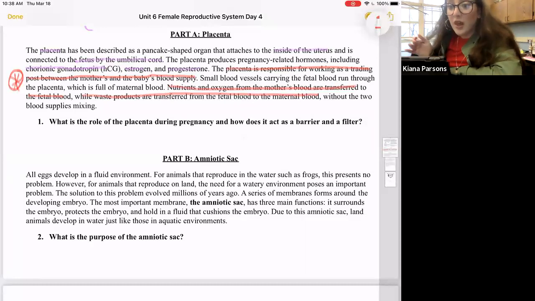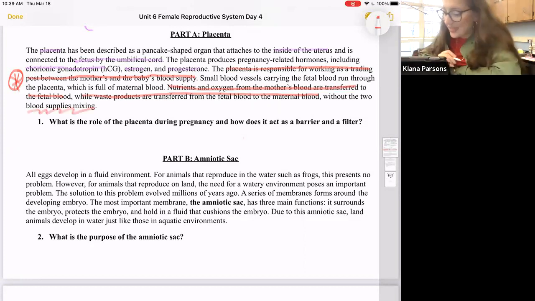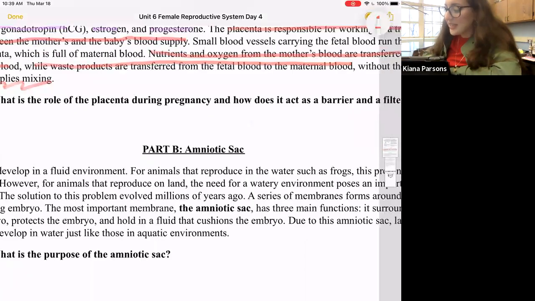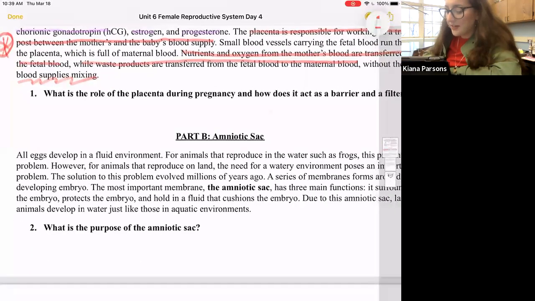So the fetal blood is able to transfer its waste products into the maternal blood because the mother has a functioning excretory system and she is able to void the body of those waste products. She's able to exhale carbon dioxide and produce urine in her kidneys that will excrete other wastes without the two blood supplies mixing, and that is key. So what is the role of the placenta during pregnancy and how does it act as a barrier and filter?